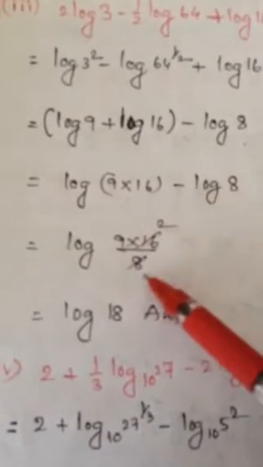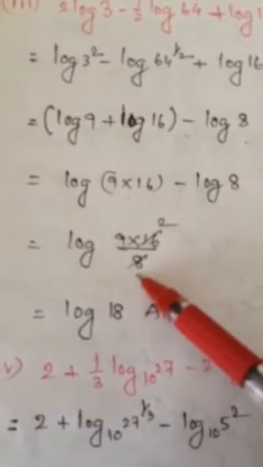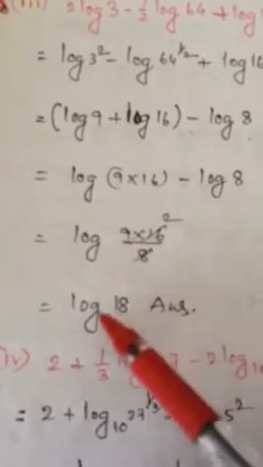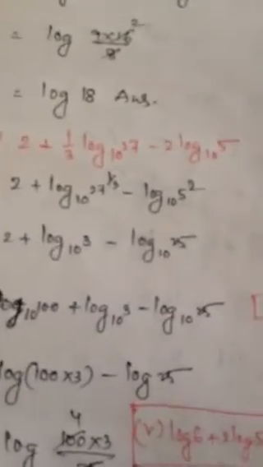Now subtraction changes into division, so this will go as division. 8 to the 16, so 9 to the 18. Log 18 is the answer.